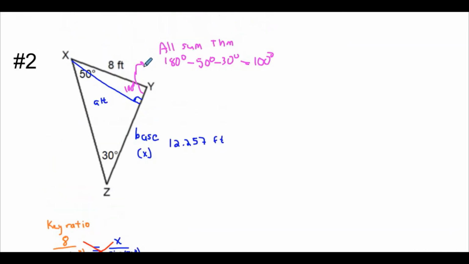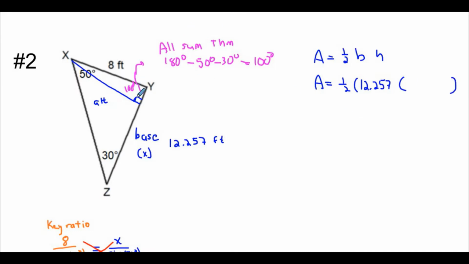And so now that I have all my missing pieces, I can find the area. I still need to find the altitude, but I do know the b. I did that one first, and now I'm going to find the height. So the area is 1/2 of 12.257, and then yet to be determined. We'll determine that in just a moment.